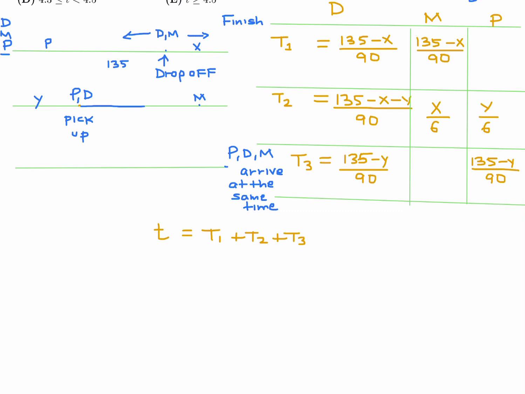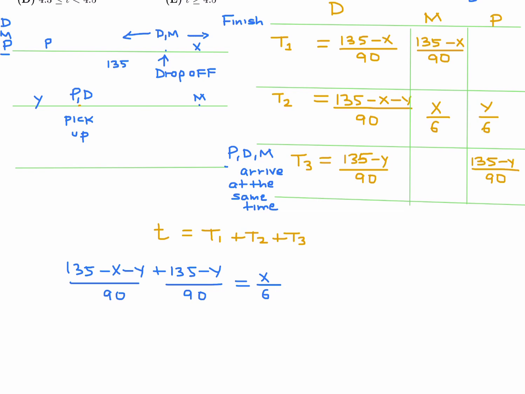So remember, they all arrive at the same time. So that means this is equivalent to this plus this. Okay? That's very important to this question. So 135 minus x minus y plus 135 minus y, these are both over 90, is equivalent to x over 6. Those times are the same.